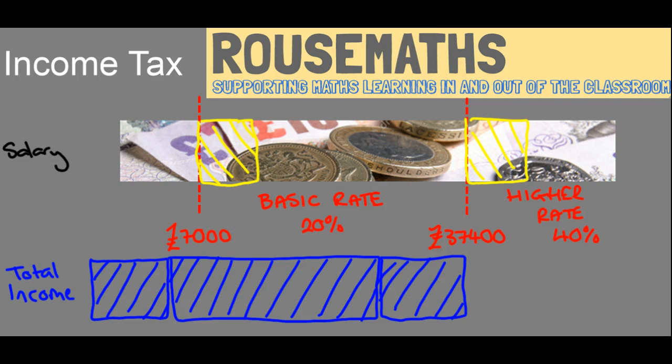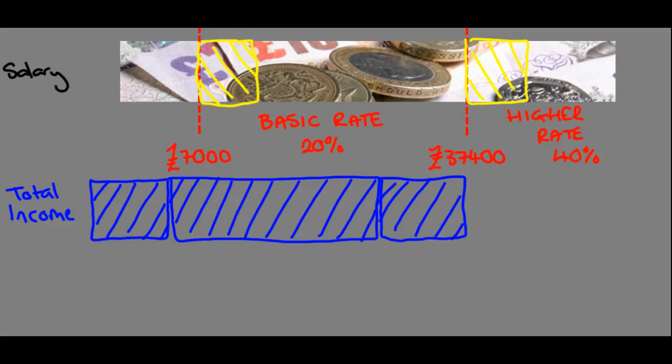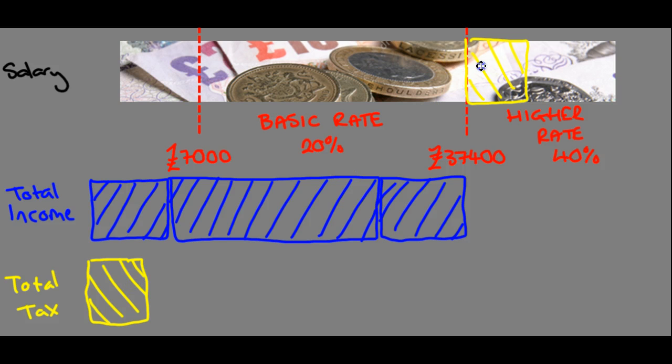So there's your total income, and what we find is that in terms of our total tax, it's a combination of the two bits that were taken off, the 20% and the 40%. And these are the calculations we're going to have a look at in the next video: how to work out your total income or your total tax based on your salary and these tax allowances and basic rates and higher rates of tax.